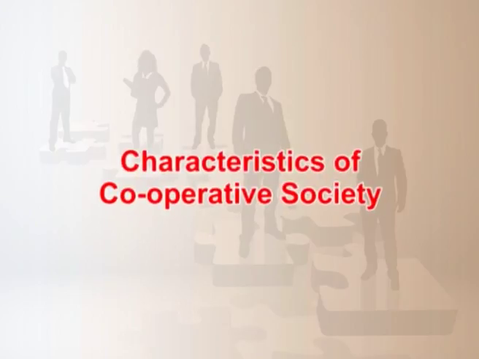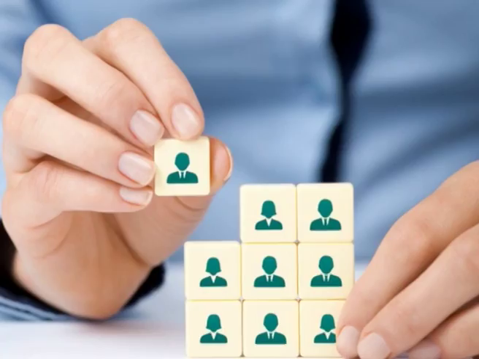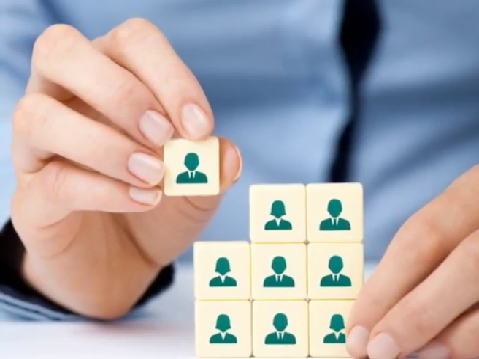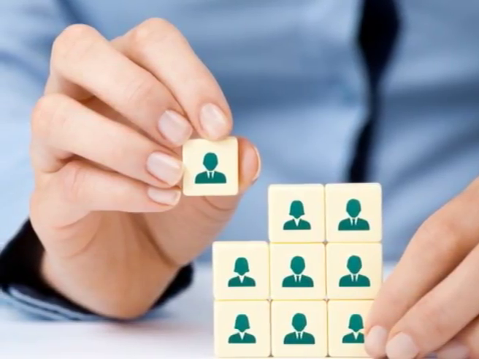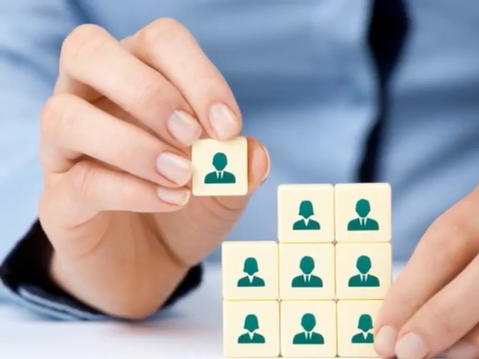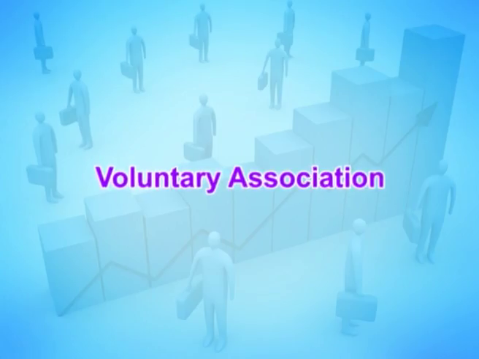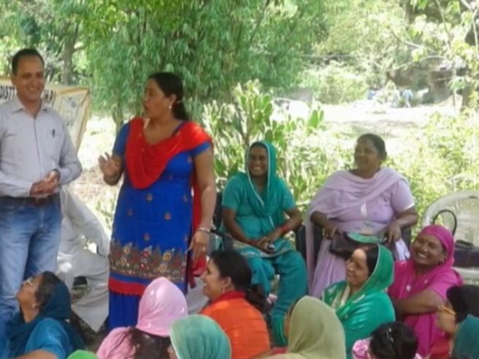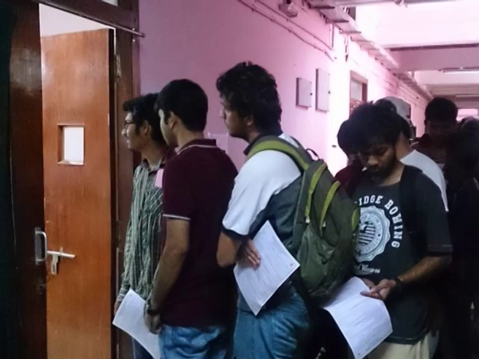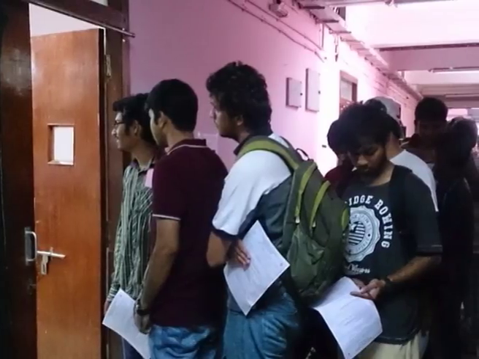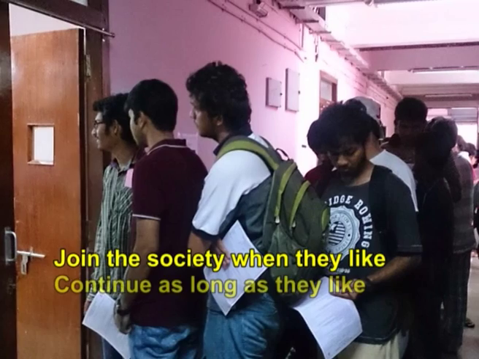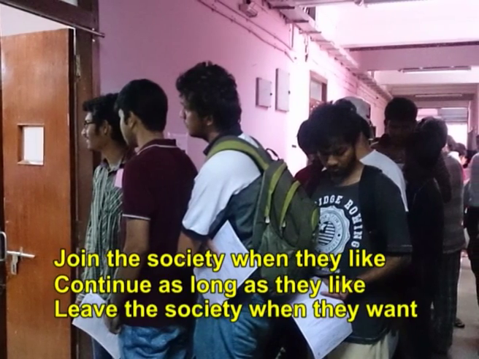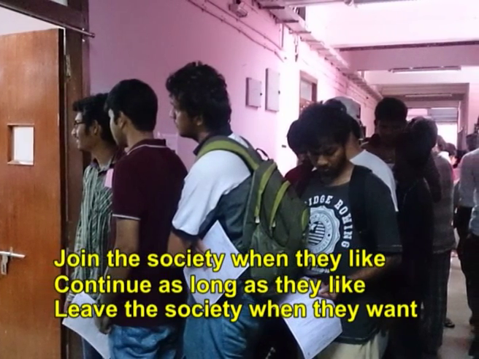Now, what are the characteristics of a cooperative society? Based on the above definition, we can identify the following characteristics of this form of business organization. Number one, voluntary association. Members join the cooperative society voluntarily, that is, by their own choice. Persons having a common economic objective can join the society as and when they like, continue as long as they like, and leave the society when they want.